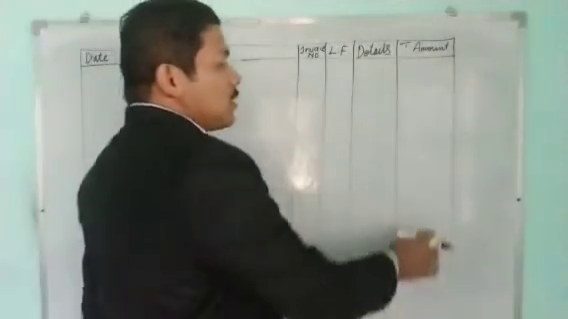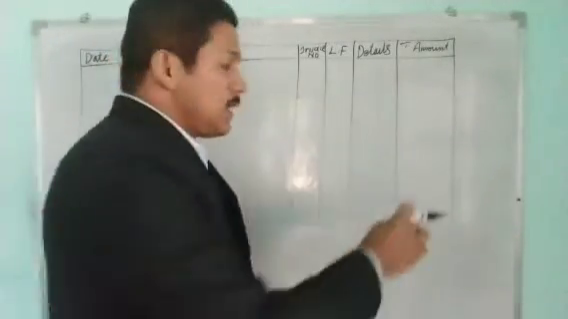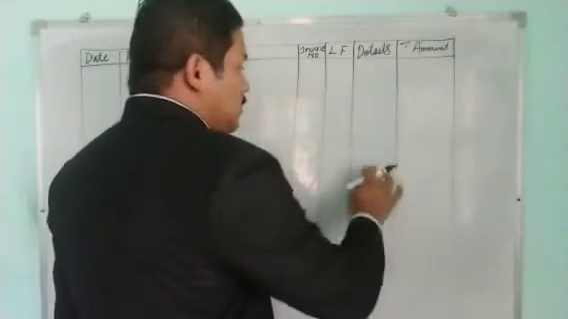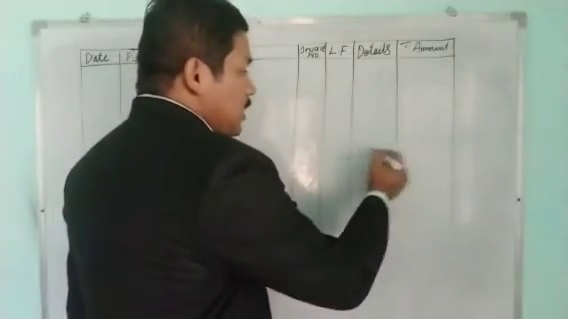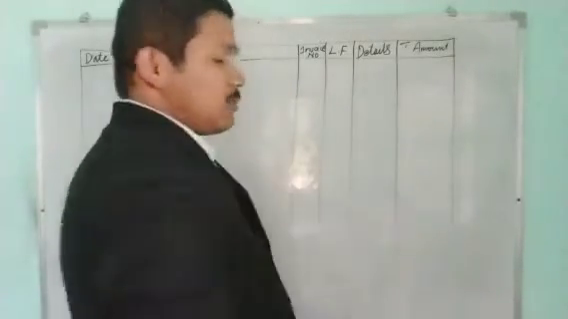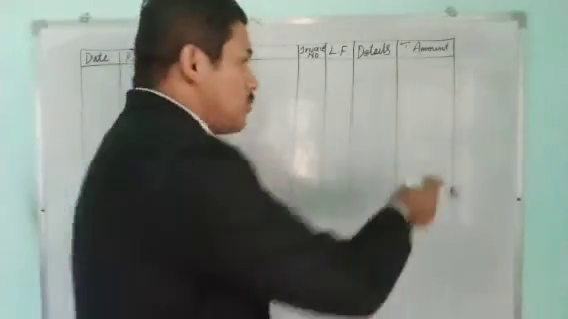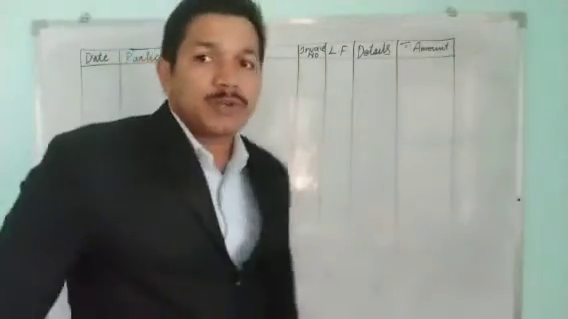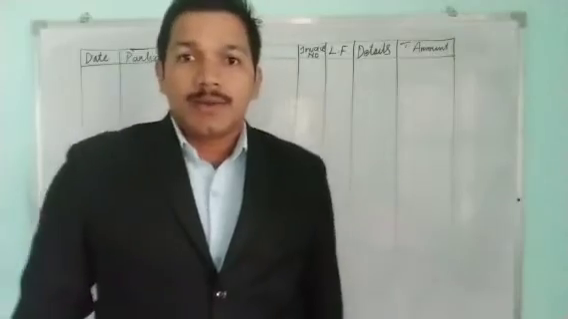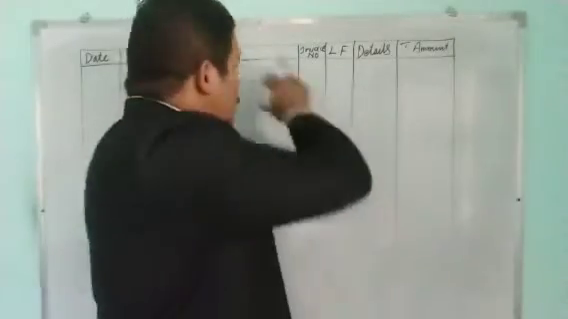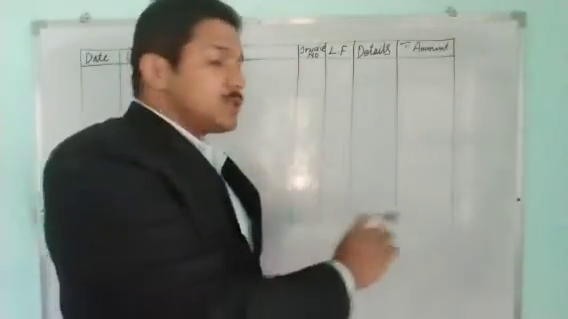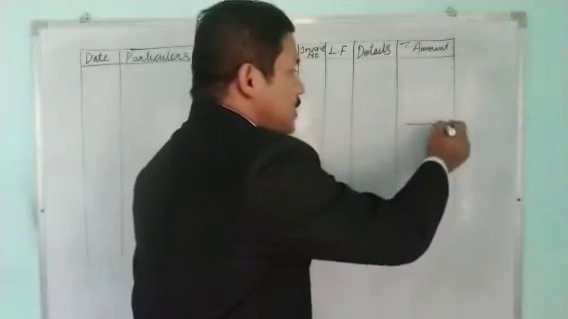The last column is called the total amount. When all the calculations are over, we calculate the total amount, and that total amount is mentioned in this column. Only this amount will be transferred to the ledgers. All the details are mentioned in the book, and the total amount is written there.